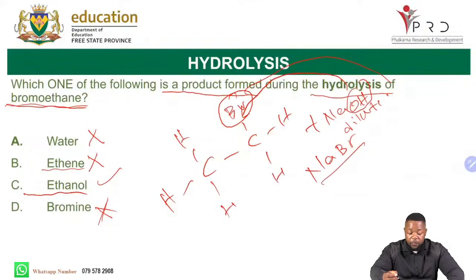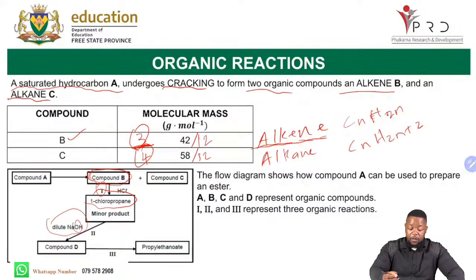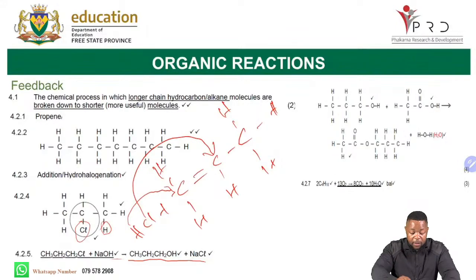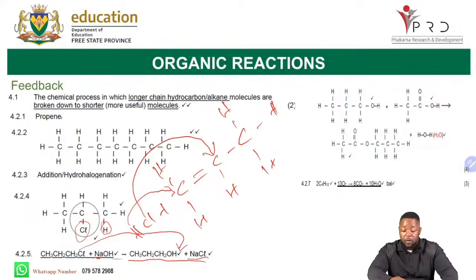If we look at the condensed formula here, it is written CH3, CH2, CH2, and the Cl, which was in the first position. And the position of the Cl is now substituted with the OH. And then this sodium here will now bond with the chlorine to form sodium chloride.